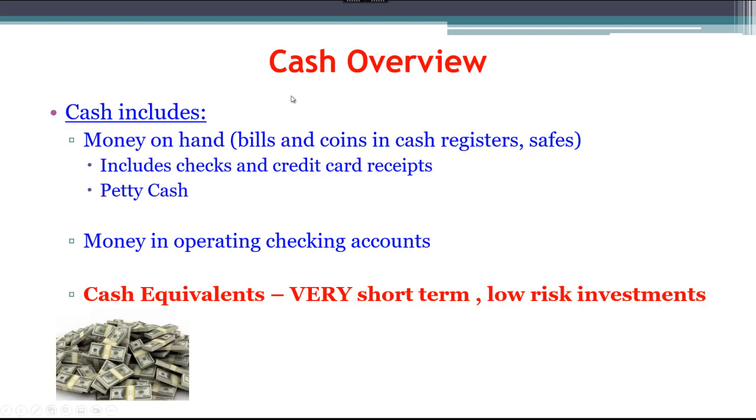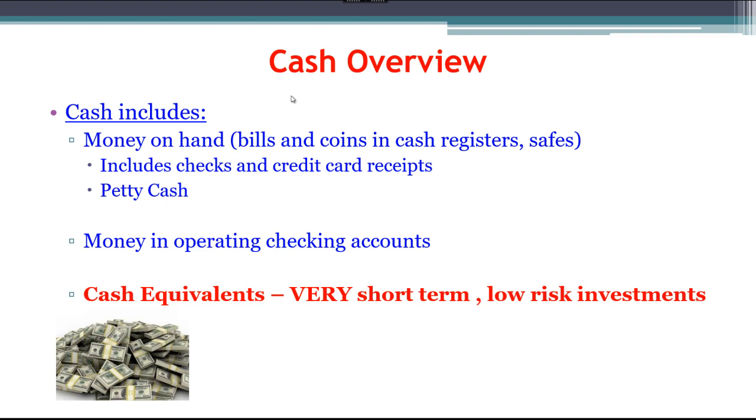So cash, let's start with that one. When we talk about cash, we're talking about, of course, the money on hand. When you think of cash, you tend to think of the money on hand. The bills and coins that might be in the cash registers. You might have a safe. Now, obviously, most companies don't hold a lot of cash on hand.